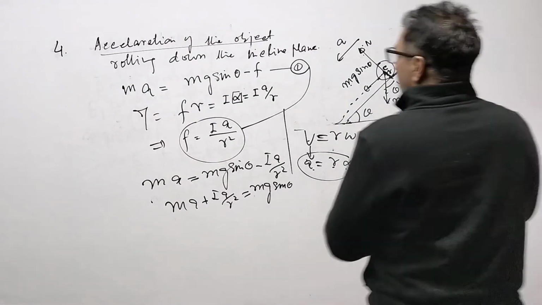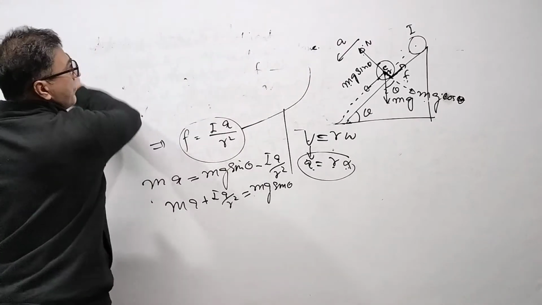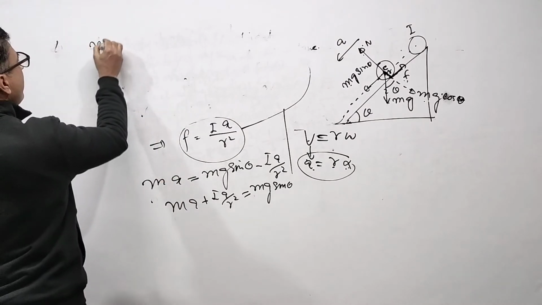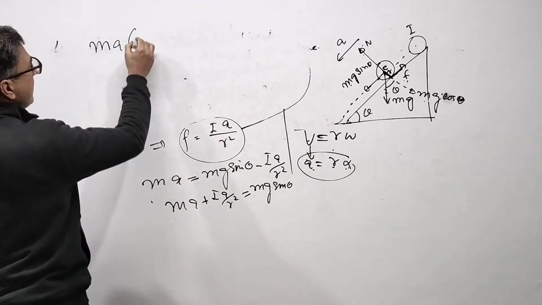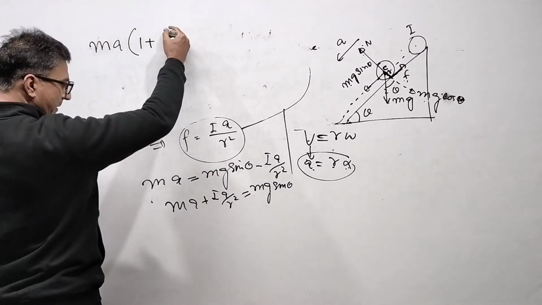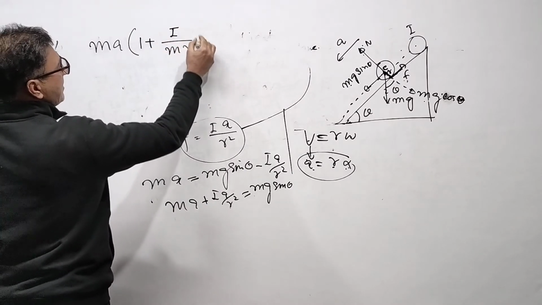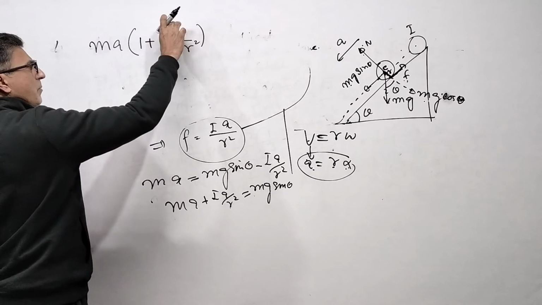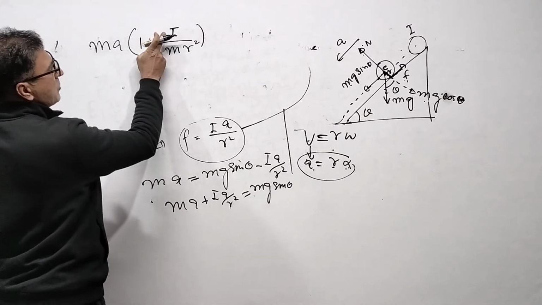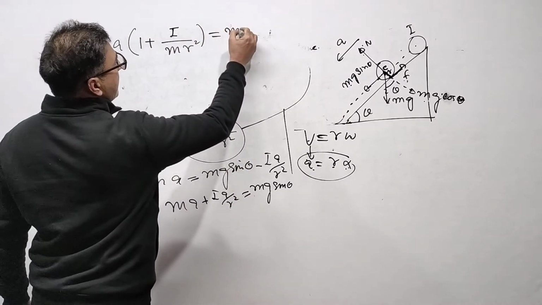So how to do it now? A few more steps. Look, take MA common here. What will remain inside? 1 plus, yes, MA is common, A is common, so I will be on top, M is missing so it will go here, mr square. It is good to write mr square down, because the moment of inertia also contains mr square. So it is a very good ratio. This also contains mr square in some form, is equal to what? mg sin theta.